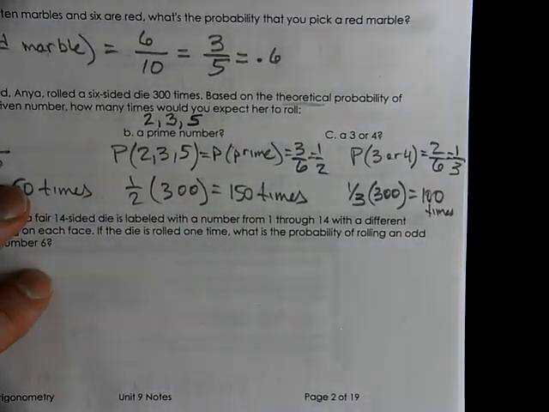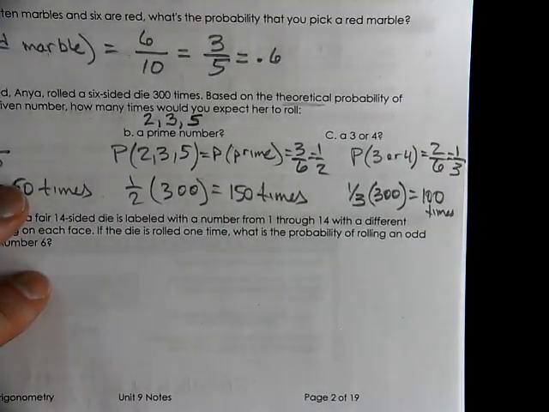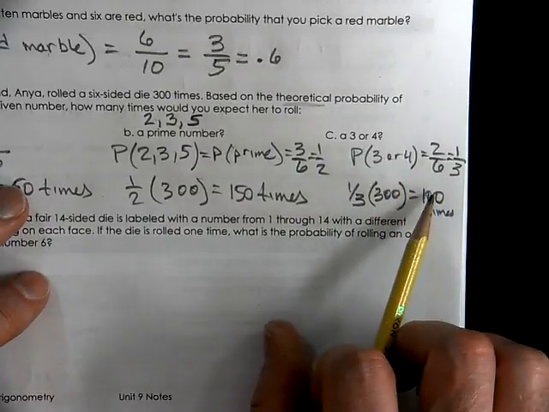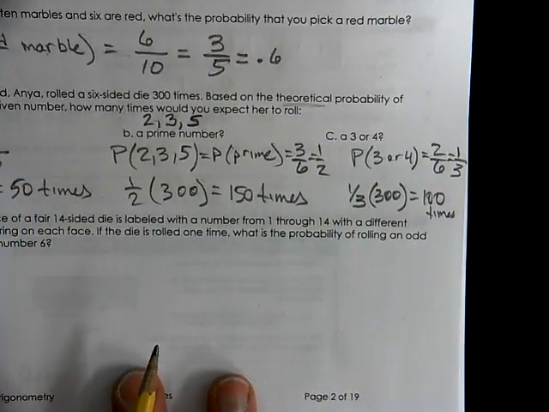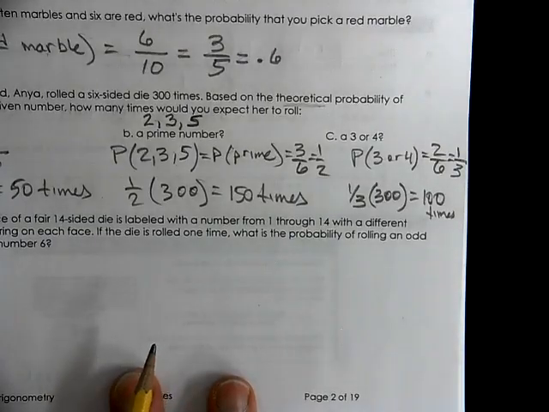Now that would also be the number of times you'd get a 2 or a 5, or a 5 or a 6, or a 1 and a 4. Any of the 2 numbers would mathematically come out to this many times. Has nothing to do with the specific number.